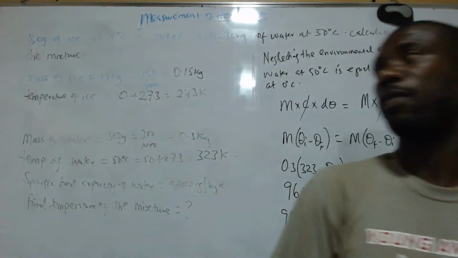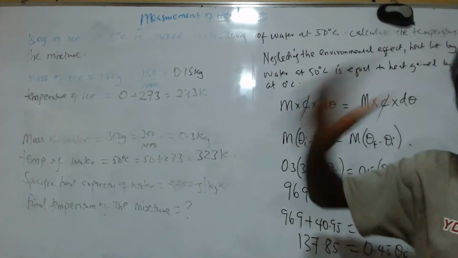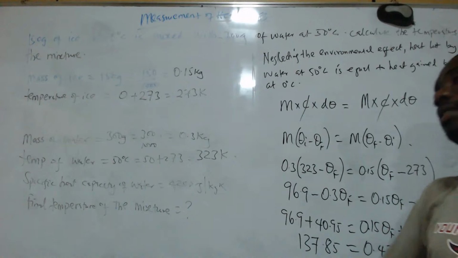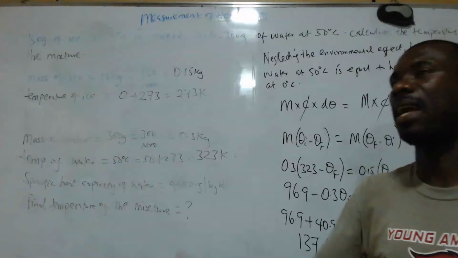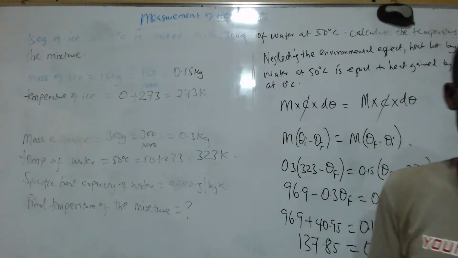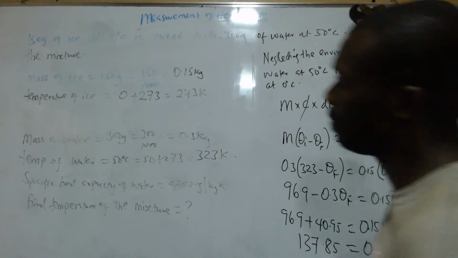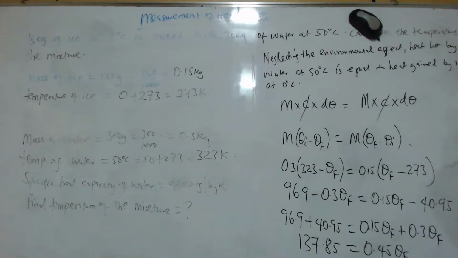This gives you the final temperature of the mixture. Now, this illustrates a typical example of what we are talking about: heat gained by a substance and heat lost by a substance. Now, practically, there are environmental effects that could affect this calculation when you are performing experiments in the laboratory, but we neglected all of them and then computed and got our answer to be like this.